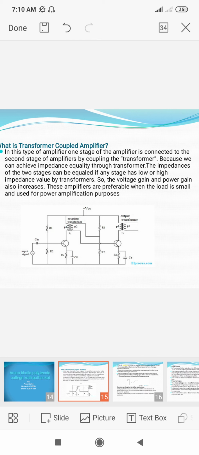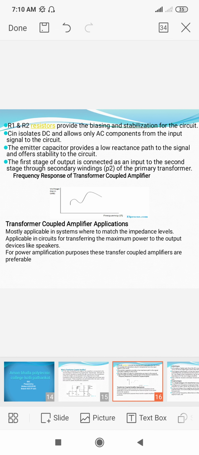These amplifiers are preferable when the load is small and are used for power amplification. These circuits are used for the amplification of the input signals at the output terminals. R1 and R2 are resistors that provide biasing and stabilization for the circuit. The C in capacitor isolates DC and allows only the AC components of the input signal into the circuit.